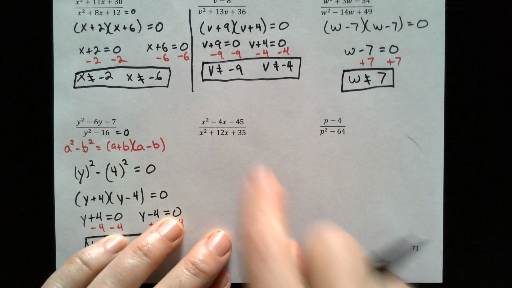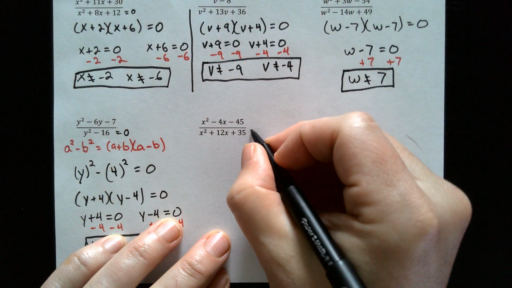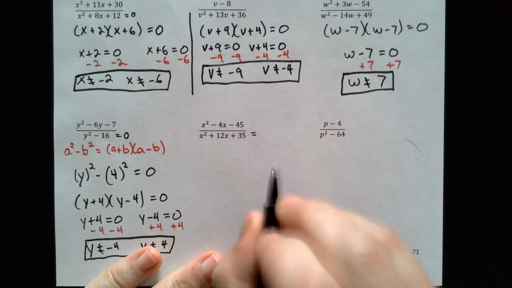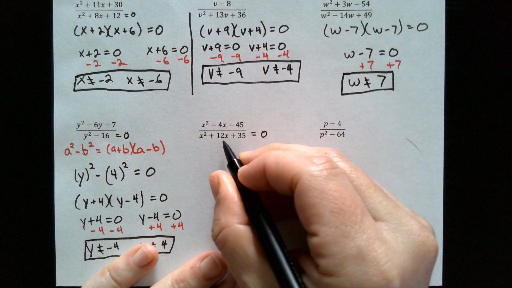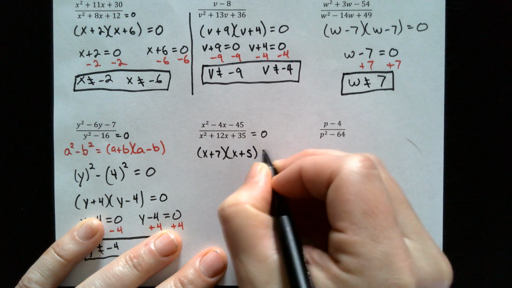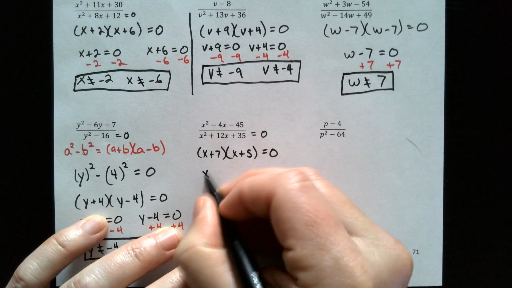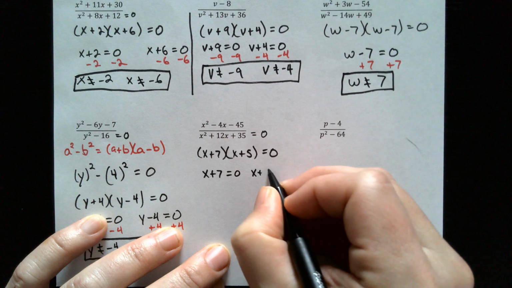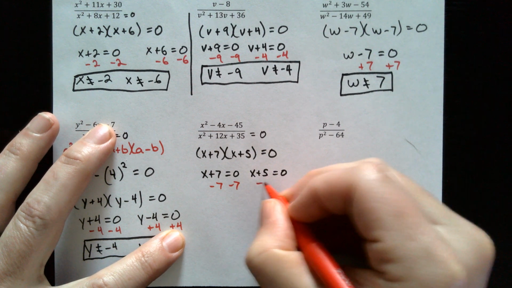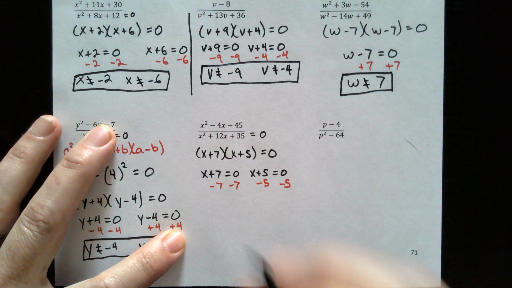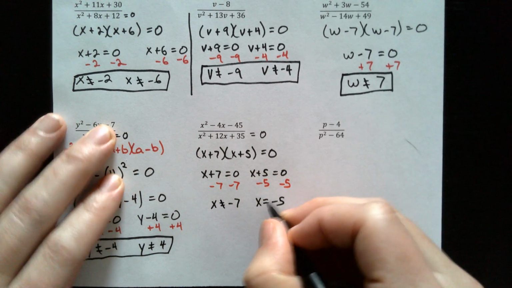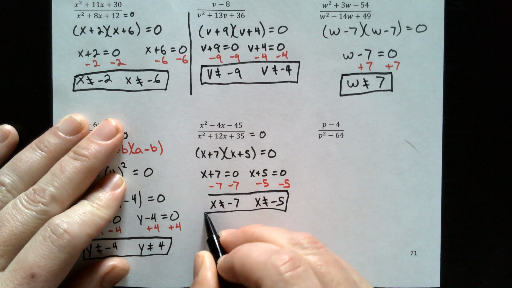Okay? All right, two more. Let's factor this one. So we need two numbers that multiply to get 35, but add to get 12. I think 7 and 5 are what we're looking for. 7 times 5 is 35, and if you add them, you get 12. So x plus 7 and x plus 5 equals 0. So x plus 7 equals 0, x plus 5 equals 0. If we go ahead and subtract the 7 and subtract the 5, then that will give us x is equal to negative 7 and x is equal to negative 5. So we'll throw those values out because they make the denominator turn into a 0.